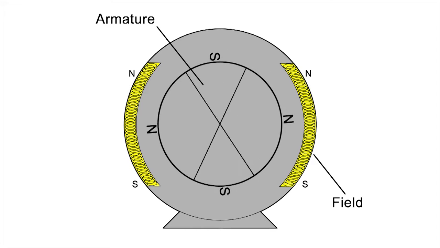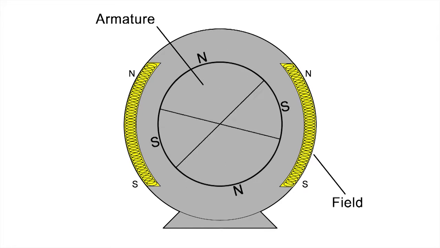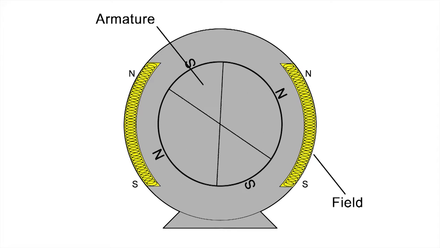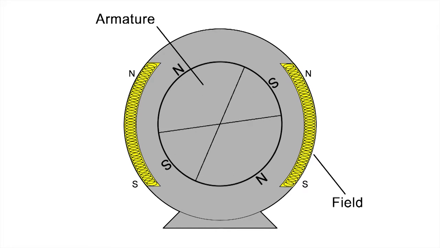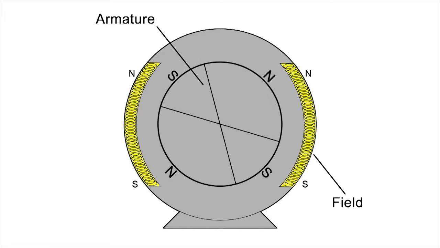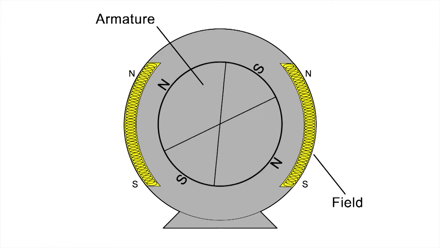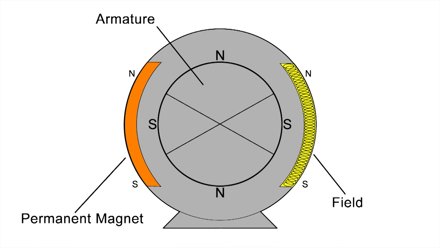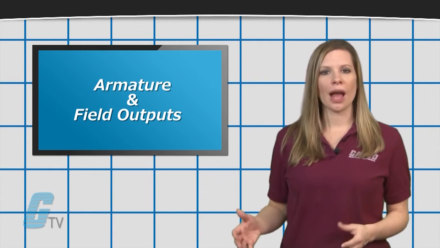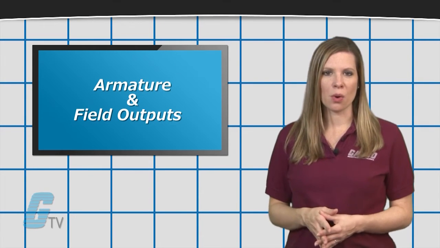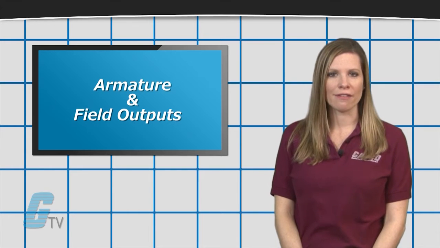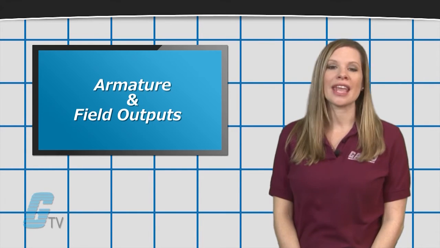A drive's field output is a channel of fixed voltage meant to energize the field winding of a shunt wound motor. Energizing the shunt winding of a motor creates a magnetic field similar to that of magnets in a permanent magnet motor. It is crucial to not wire the armature winding of a motor to the field output of a drive, as catastrophic damage can occur.